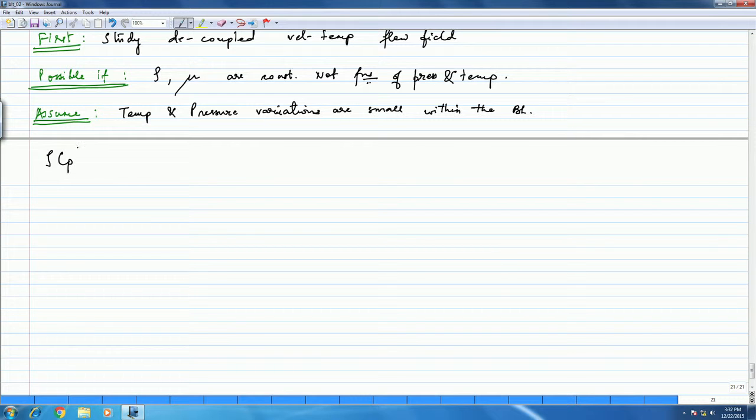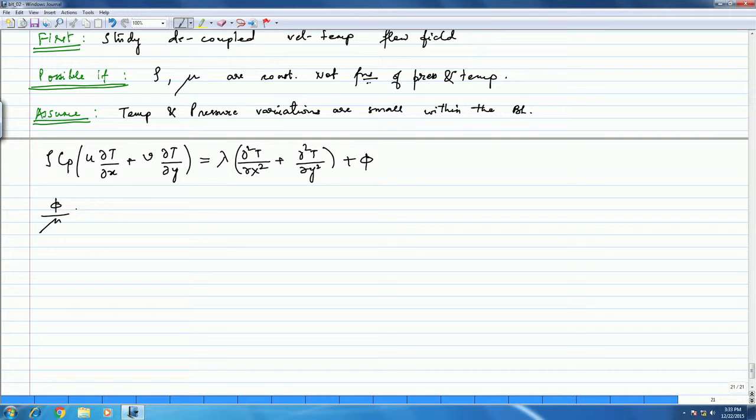rho Cp (u ∂T/∂x + v ∂T/∂y) is equal to lambda (∂²T/∂x² + ∂²T/∂y²) plus phi, and phi by nu is equal to 2, plus ∂v/∂x plus ∂u/∂y, squared, right?